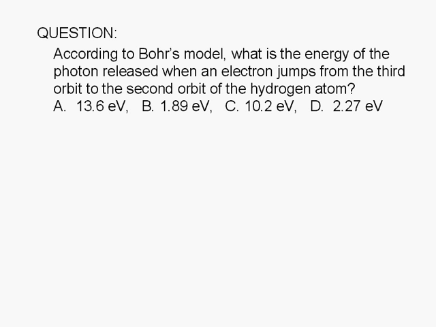According to Bohr's model, what is the energy of the photon released when an electron jumps from the third orbit to the second orbit of the hydrogen atom? A. 13.6 electron volts, B. 1.89 electron volts, C. 10.2 electron volts, or D. 2.27 electron volts.